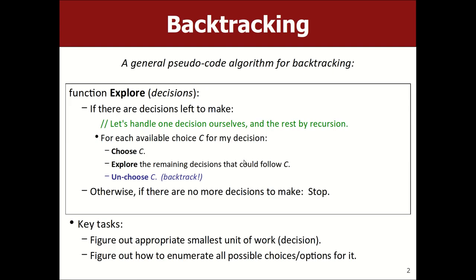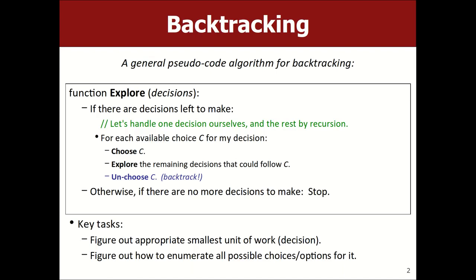Remember the overall strategy before we start to write another one from scratch. The overall strategy for backtracking is, if there are choices, then you're going to handle one of them. So for each thing you could pick for your part, you choose it, you explore what could follow, and then you unchoose it. Choose, explore, unchoose for each possibility. And if there's no choices left to make, you either stop or you print the choices that you found or whatever. So in any backtracking problem, we're trying to figure out what work is done by each call, how do I slice this work up, and how do I enumerate or try all the things I could handle for each call.